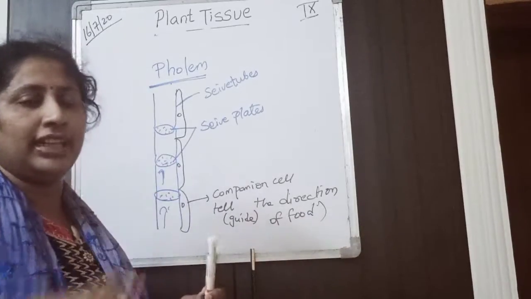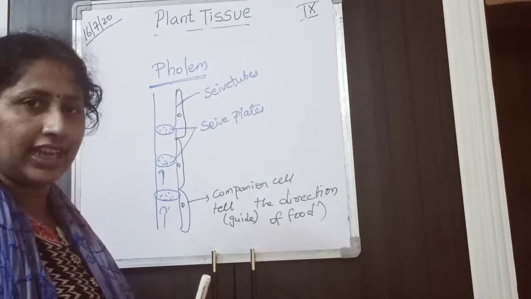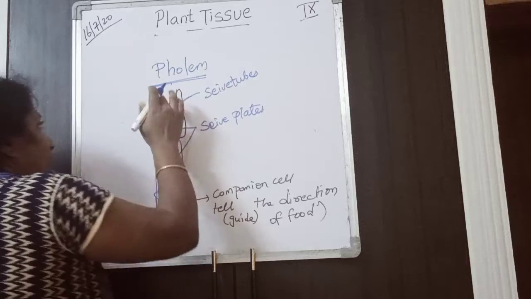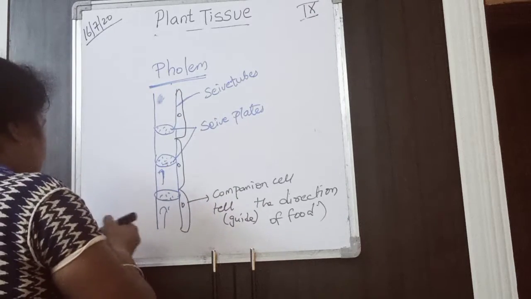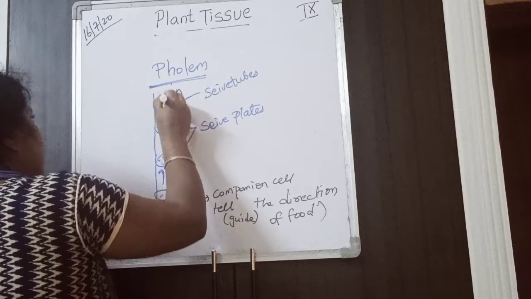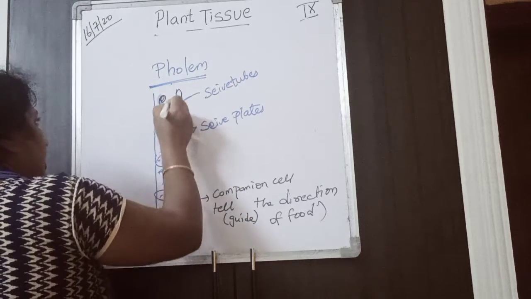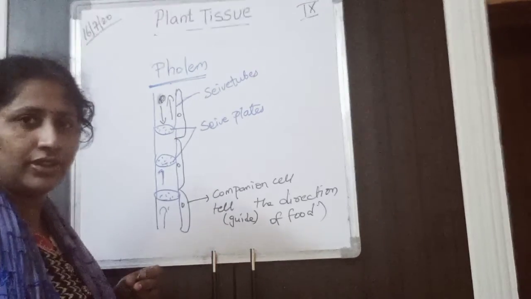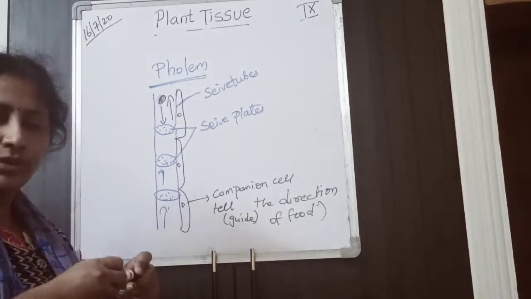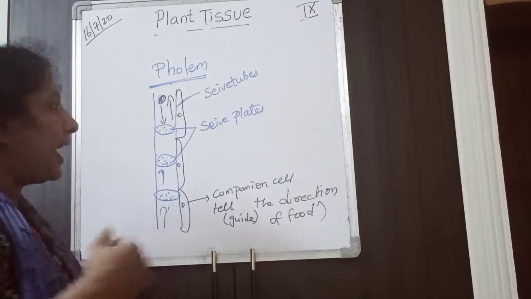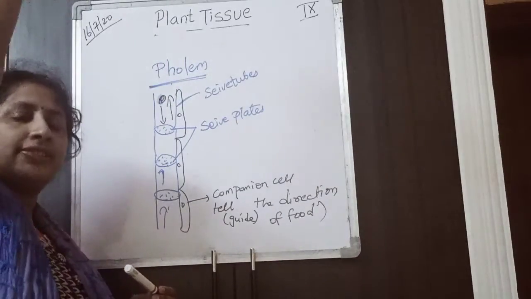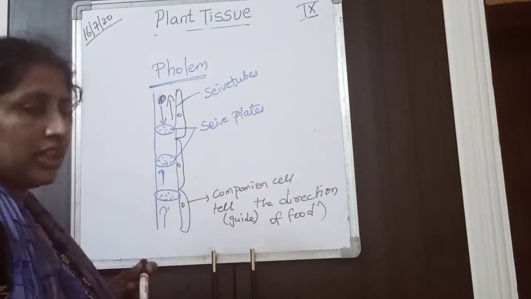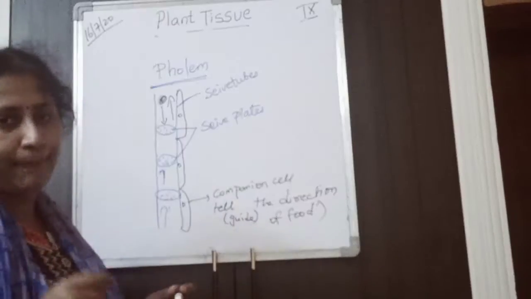So who guides in which direction that movement should happen? Companion cell. So if you think this is a food particle, this may move either in this direction or this direction. This may go to the roots. Roots also need food, right? So the food may go to the roots or lower part of the plant, and this may go to the top, upper branches, flowers, all these. So that direction is decided by the companion cells.